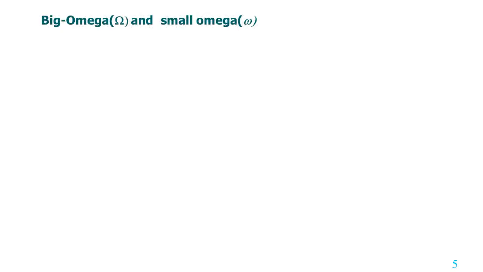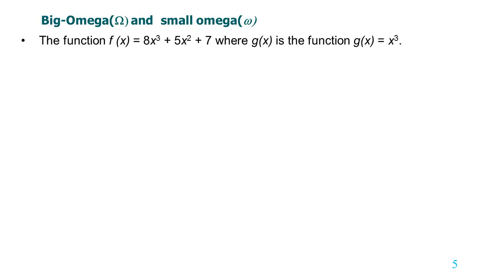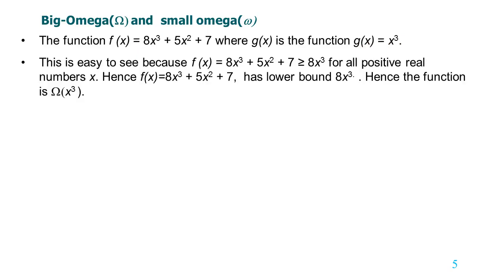Let us differentiate between big omega and small omega using an example. Let the function f(x) equal 8x cube plus 5x square plus 7. Here g(x), that is the lower bound, may be g(x) equal to x cube. This is easy to see, because f(x) is greater than or equal to 8x cube for all positive real values of x. Hence f(x) has lower bound 8x cube, so the function is omega(x cube).